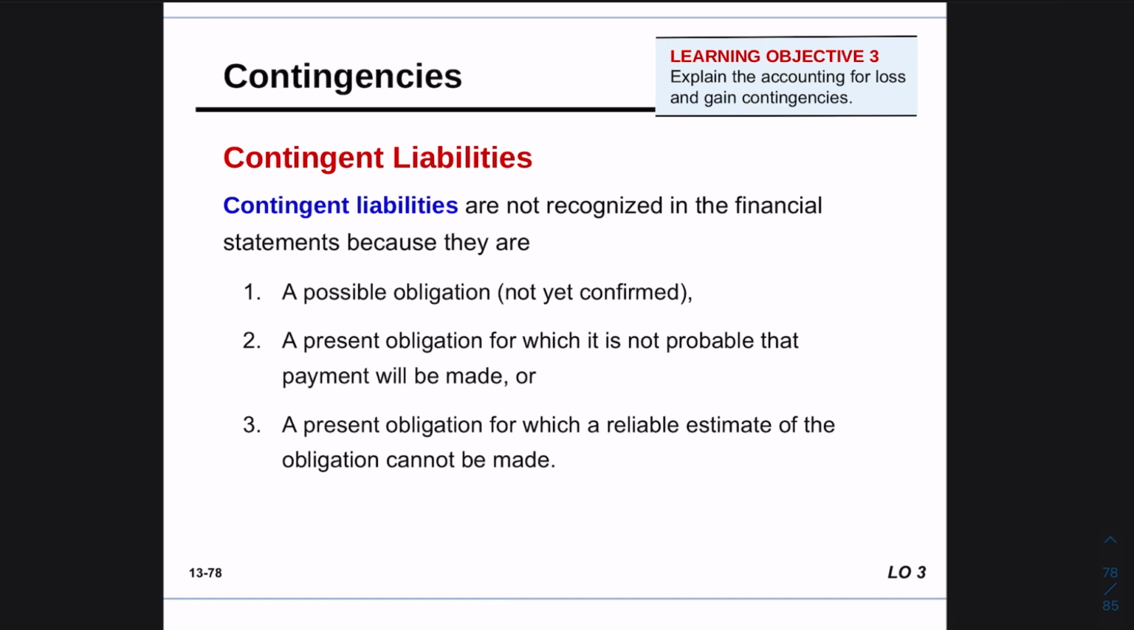Contingent liabilities are not recognized in the financial statements because they are a possible obligation. Saying possible obligation means it's less than 15% likely that it will occur, which is not yet confirmed. It is a present obligation for which it is not probable that the payment will be made, or a present obligation for which a reliable estimate of the obligation cannot be made too.